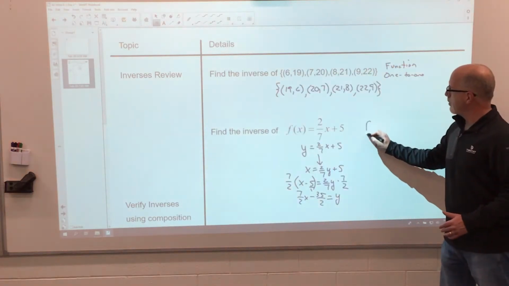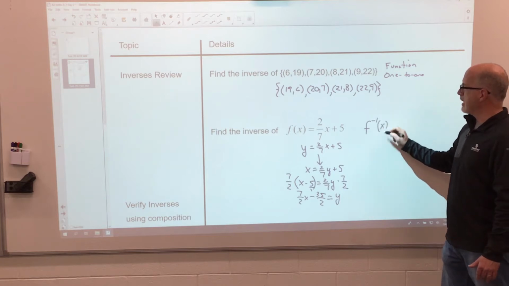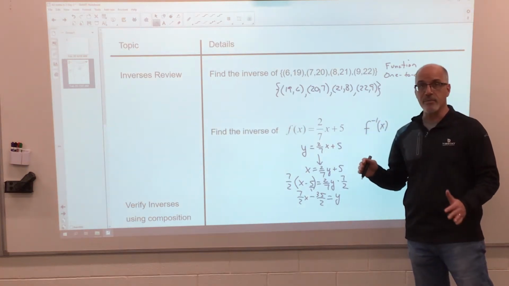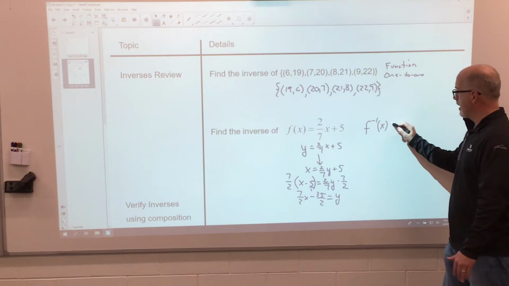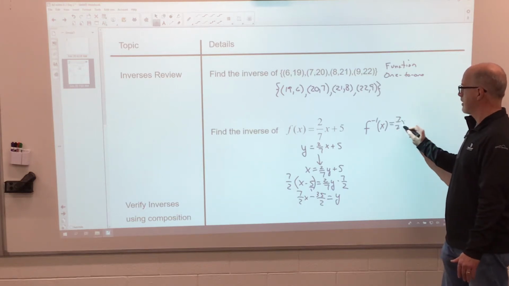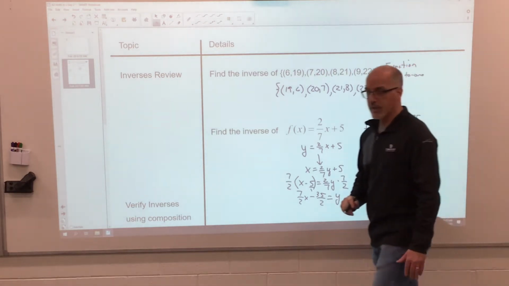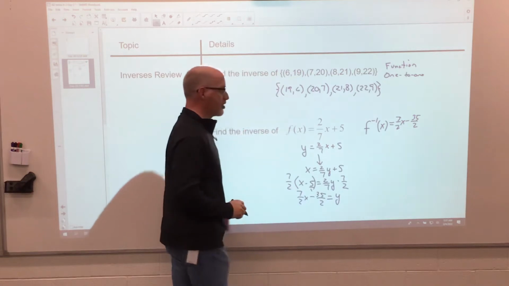We rewrite it with this notation. We put a -1 up here. That doesn't mean an exponent -1. It means it's the inverse. And so we have f inverse equal to 7/2 x minus 35/2. That's our inverse of this function.